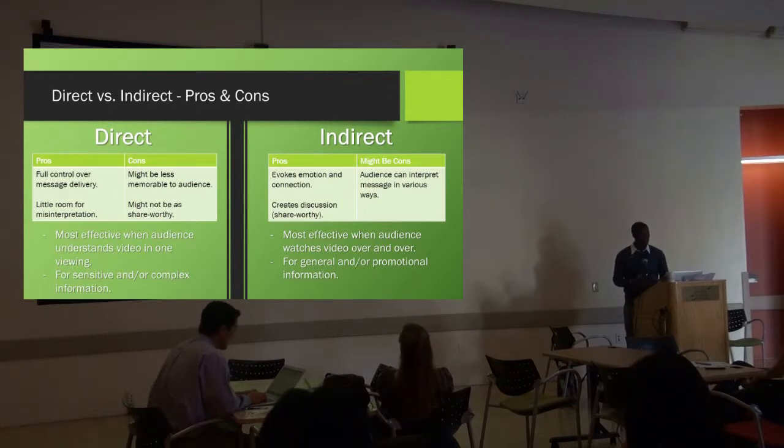And then it might not be as share-worthy, so it might be something for an individual to understand, okay, the date and time of this event is here, or I need to understand this training, so I'm going to go and watch it. And I'll talk about how indirect can be share-worthy too. But direct is most effective when your audience understands the video in one viewing.